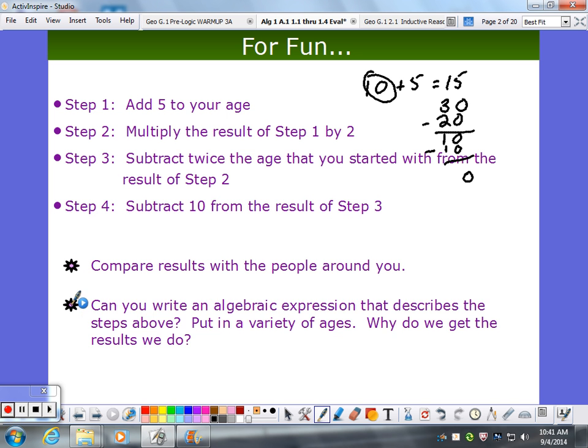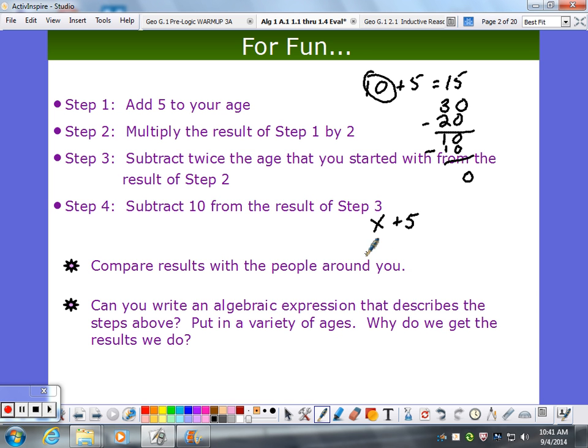Remember, we all should have gotten 0. If you didn't get 0, something happened. This is kind of a little trick. And this is why we have algebra. Instead of calling it an age, why don't we say x for the age? That'll take the place of anybody's age. Then what did we do? We added 5 to it, right? So is that adding 5 to your age?